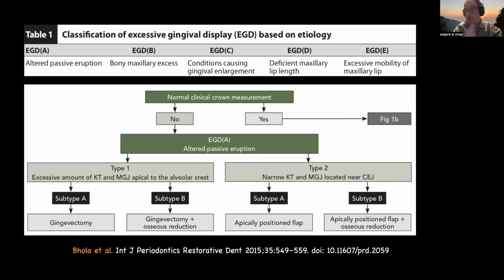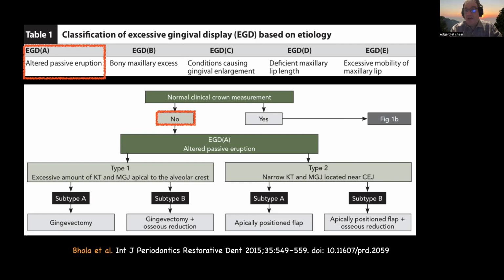If this is the case, we exclude the other issues, which can be a bony maxillary excess, or a gingival enlargement due to medication, or deficient maxillary lip length, or excessive mobility of the maxillary lip. So if we go with the first one, we can see whether it's a normal clinical crown measurement, yes or no. And if it is yes, then it's easy to manage. It's only a small gingivectomy and we can figure it out.